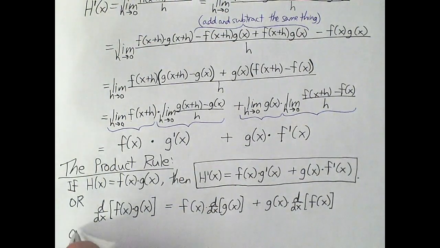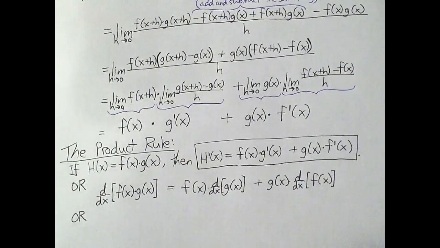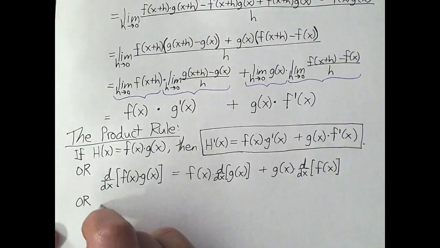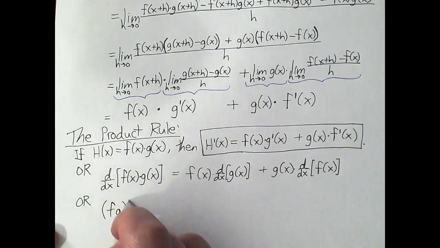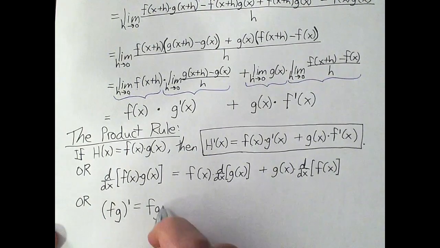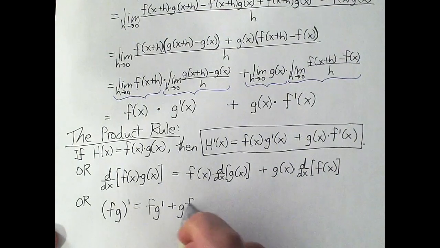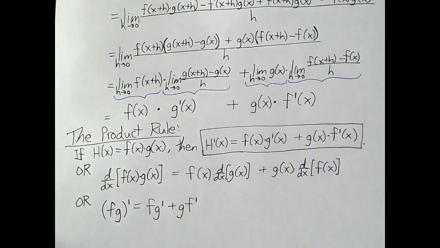Or sometimes I've seen people write this formula in a more compact way just to help remember it. I've seen it written as (fg)' = fg' + gf'. I guess that's about as compact as you could make it. I usually don't write it that way, but if it helps you remember it, then sure, go ahead and do it that way. It's basically what we wrote. It just doesn't have the parentheses x, right? f(x), g(x).